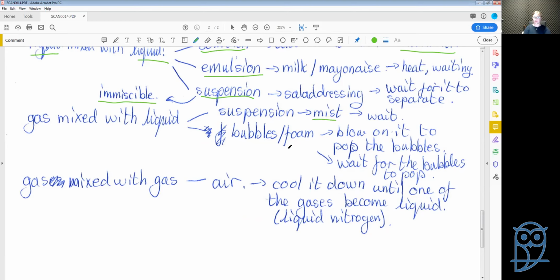So yeah. Then we have gases mixed with gases, which is air, because it's almost 4/5 nitrogen, and it's got some oxygen and all sorts of things. So here we could literally, by physical means only, cool it down until one of the gases becomes liquid. This is how we get things like liquid nitrogen. Okay.